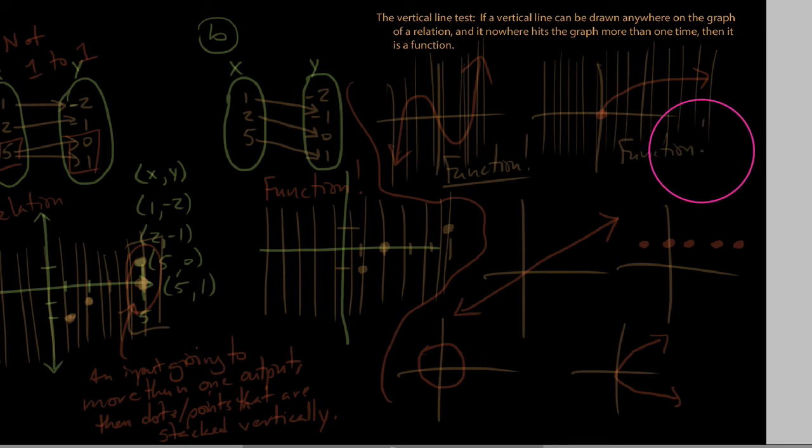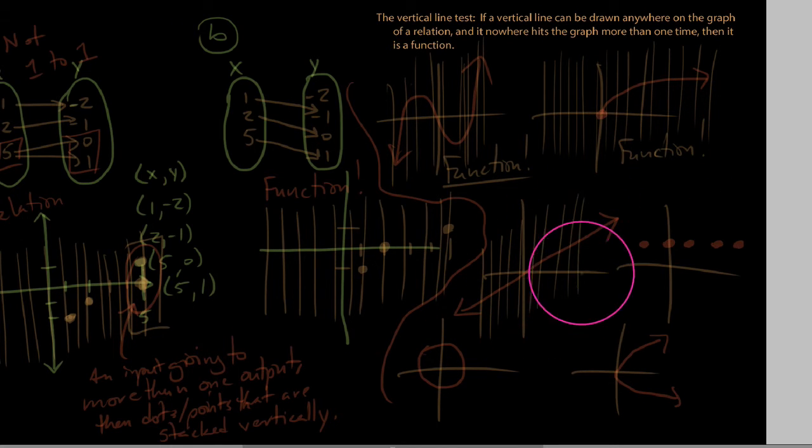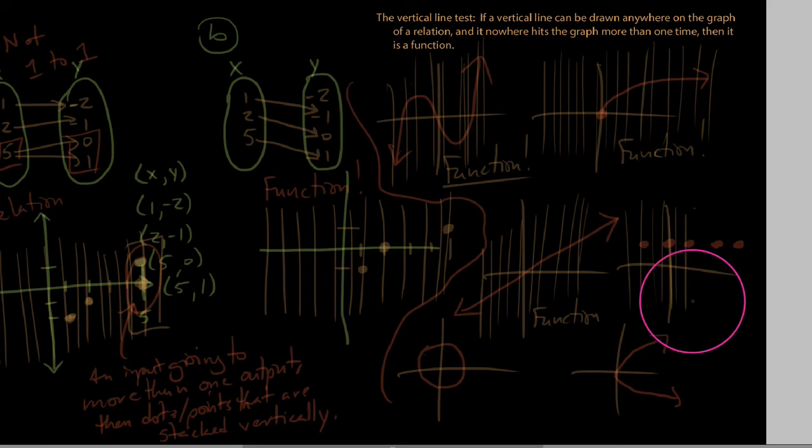When you look at lines, lines are always functions because I can always draw a vertical line and it never hits my graph more than once. So this is a function here. When you look at this relation right here with these dots, they're all using the same y value, but that's okay. See, look, I can draw a vertical line anywhere and it never hits it two or more times. So this is a function.